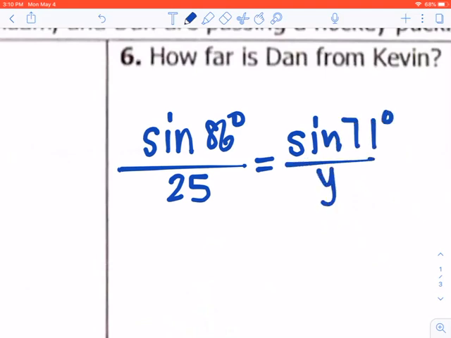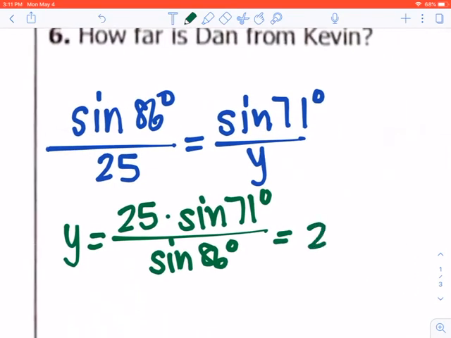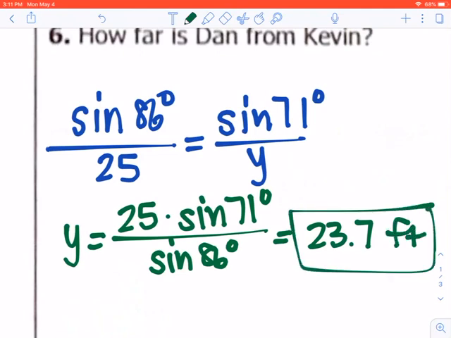So I can use it again. It's okay. To find the other missing value, I can do that. And just like the other ones, we'll cross multiply, we'll do a little division, and you should end up at Y equals 25 times sine 71 degrees all over sine of 86 degrees. Plug it in your calculator, and you get 23.7 feet. Okay, so Dan and Kevin are 23.7 feet apart.